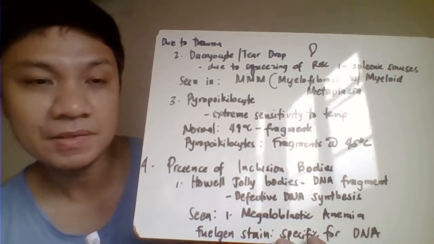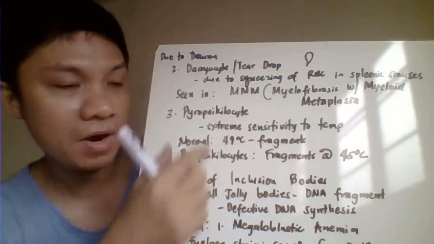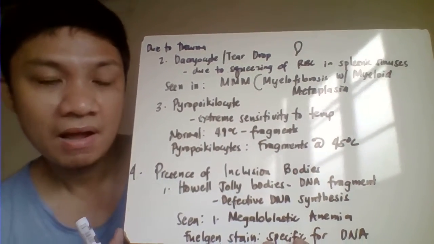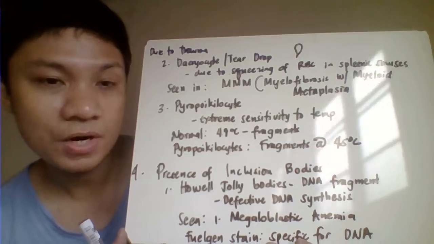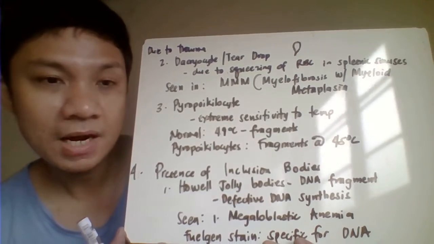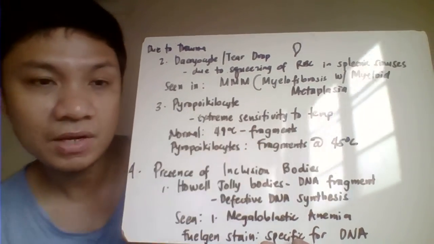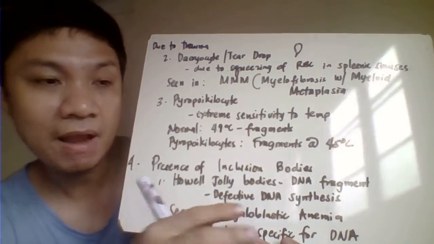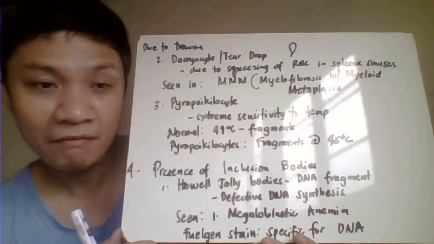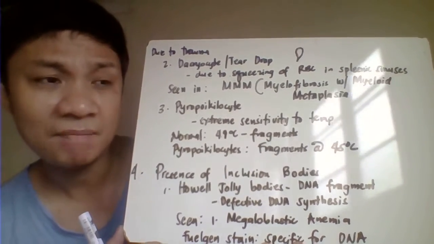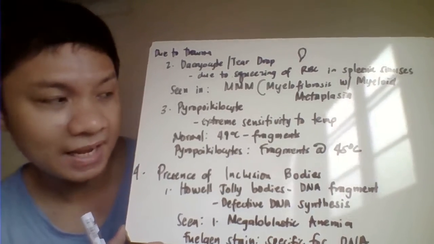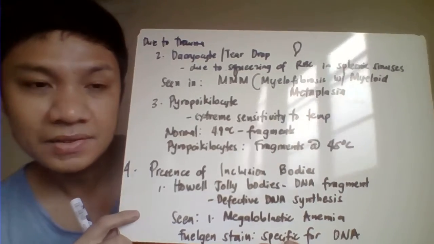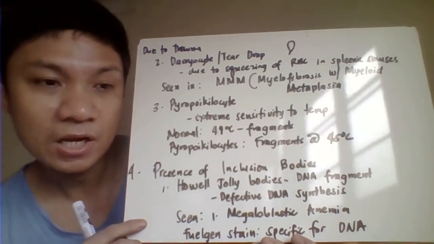Another RBC abnormality due to your trauma would be your pyropoikilocyte. The pyropoikilocyte is characterized by a very temperature-sensitive RBC. Usually the RBC tries to fragment if it's subjected to 49 degrees Celsius. Sa kanya, kahit hindi ganun kainit pa lang, 45 degrees Celsius pa lang, nagpa-fragment na siya. So, sobrang sensitive niya. Hindi pa ganun kainit, nagpa-fragment na siya agad. Okay, that's your pyropoikilocytes.